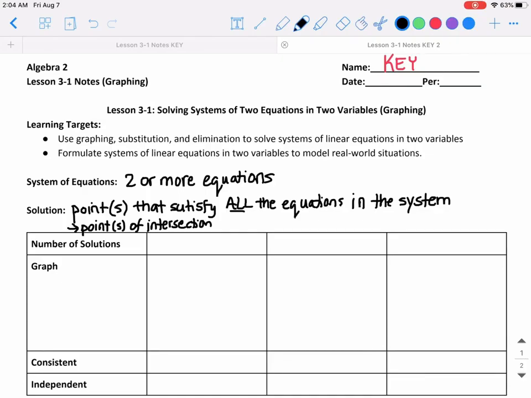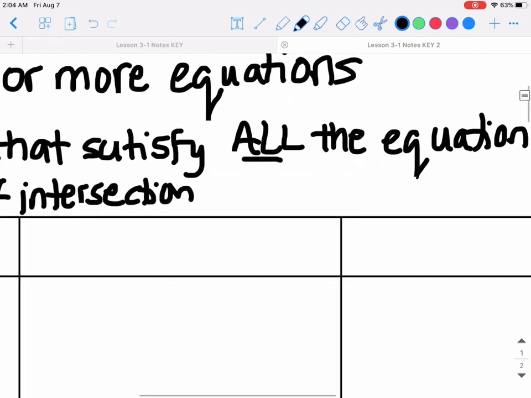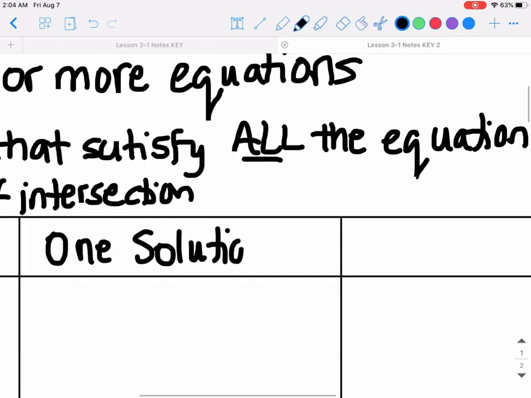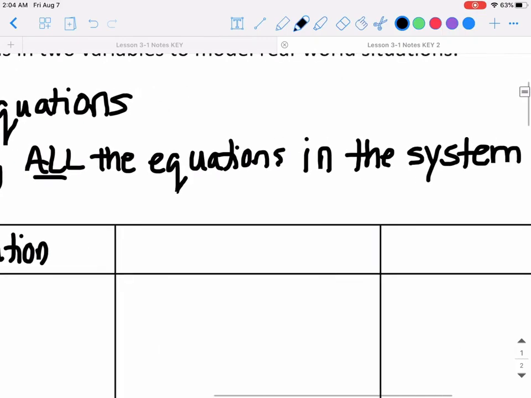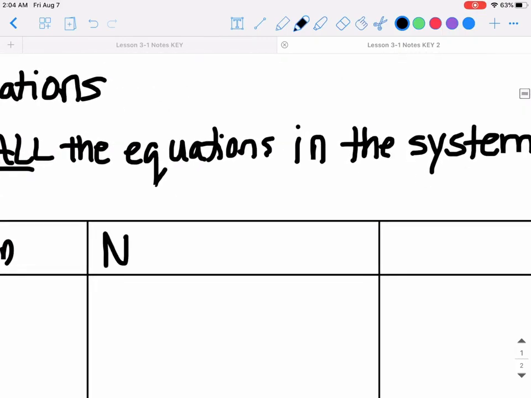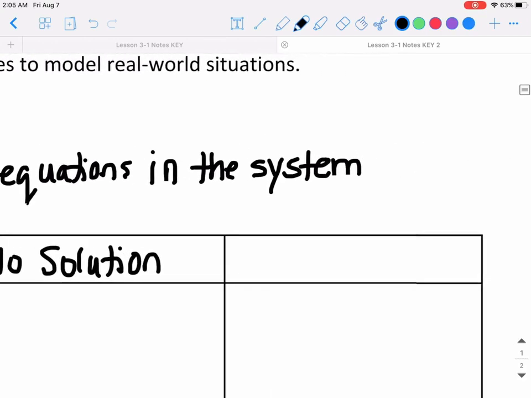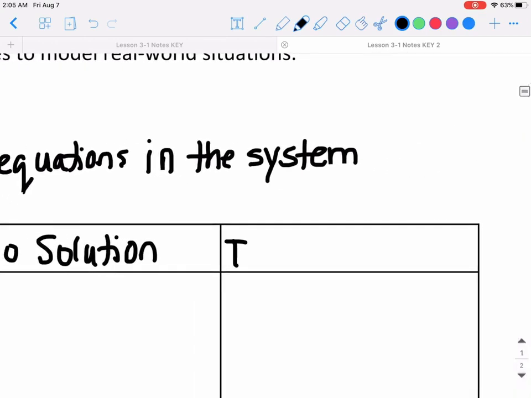As far as number of solutions goes for a system of equations, there are three cases. One case is that you would have one solution. Another case is that you would have no solution. And the last case is that you would have infinite solutions.